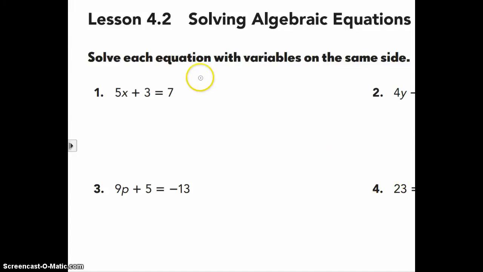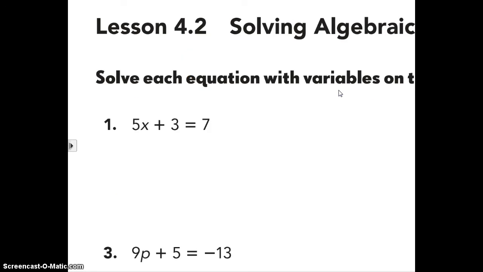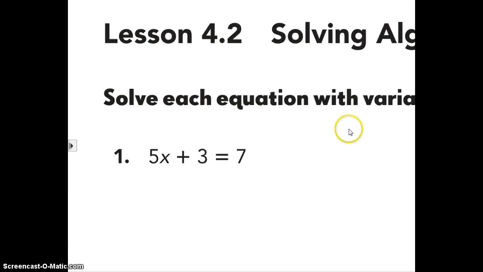This video is for lesson 4.2 and it covers the standard solving equations with variables on the same side. So here are a couple of examples. I'm going to resize this so I have plenty of room to do my work.